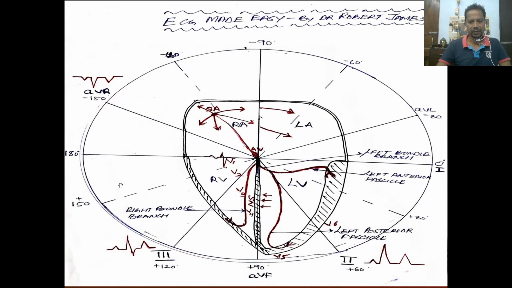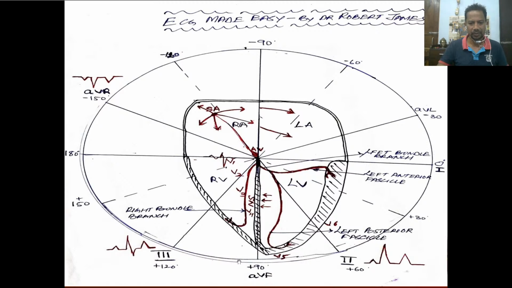And this part of the circle, this hemisphere below the diameter is positive, and the part above the diameter is negative. That's important. So let us say lead AVL is at minus 30 degree. This is the positive pole of lead AVL. Here I have plotted all the positive poles where I have named the leads. So the negative pole of lead AVL will be straight opposite to it, at plus 150 degree.